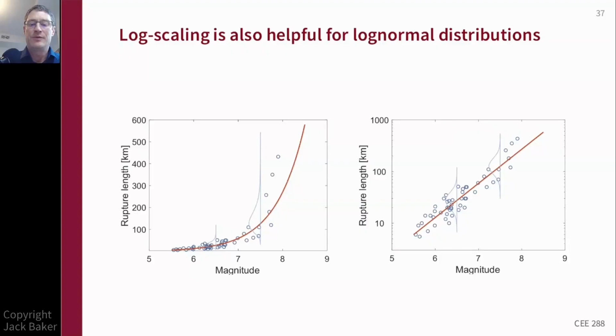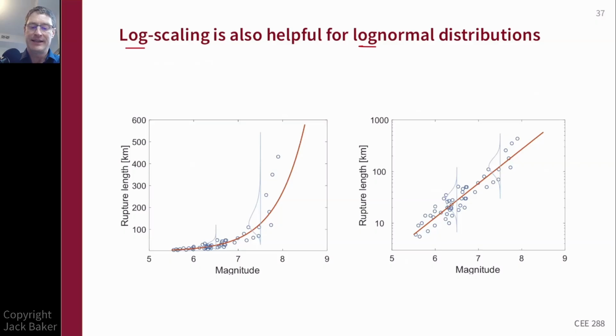Log scaling is helpful when we have log normal distributions. The log normal distribution is one where the log of the data is normally distributed. And so the log transformation helps us a lot with these visuals. So again, here on the left and right, it's the same set of data. We've got earthquakes with magnitudes and rupture lengths, and this kind of nonlinear trend on the left-hand side, the red line being kind of a mean trend from like a Wells and Coppersmith model. And we say that the log rupture lengths are normally distributed, so I've got some log normal distributions superimposed here as well.